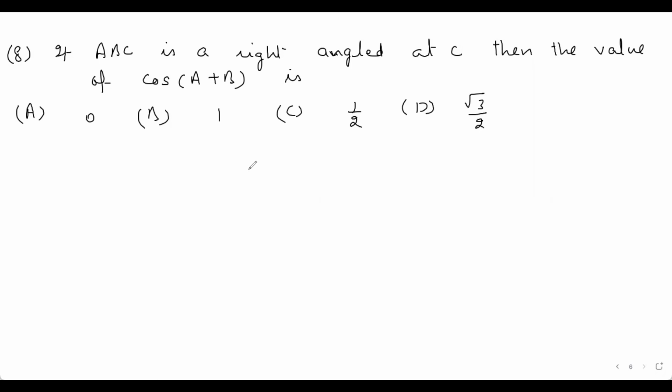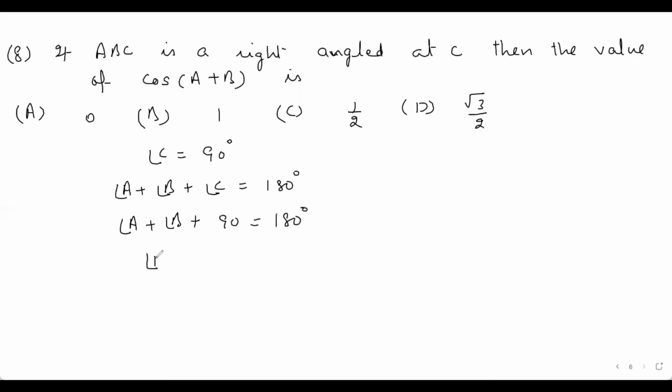Now the 8th question is, if ABC is a right angle at C, then the value of cos(A plus B) is, there are 4 options. Find the correct one. If ABC is a right angle at C, it means angle C is 90 degree. And we know the sum of angles of a triangle is 180 degree. If angle C is 90 degree, it means angle A plus angle B plus 90 is equal to 180 degree. It means angle A plus angle B is equal to 180 degree minus 90 degree, which means 90 degree.